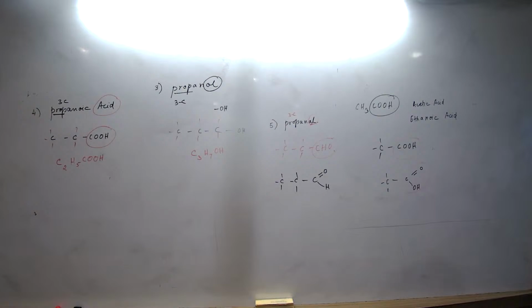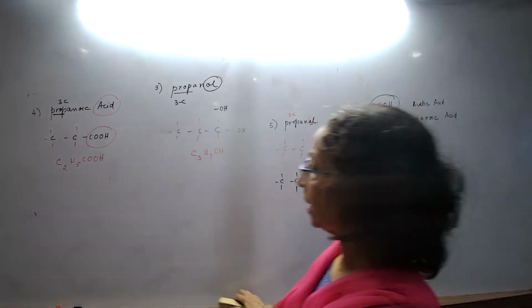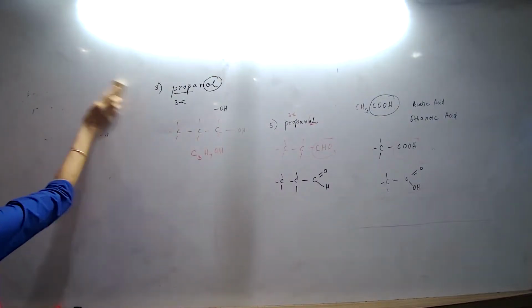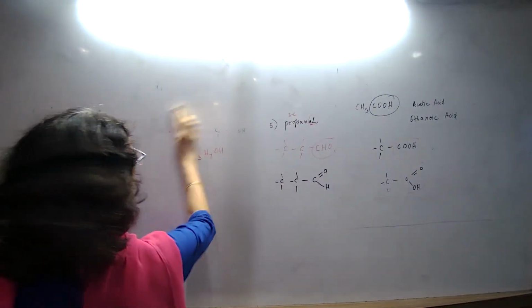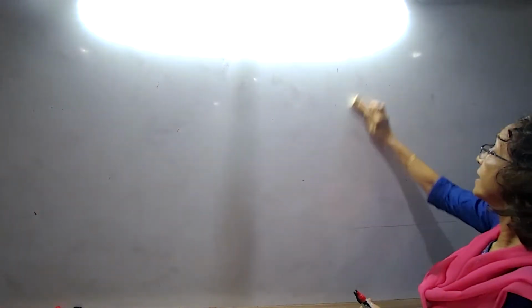Look at the first question. What is the first question? Pentane. How many structural isomers can you draw for pentane? What is the meaning of structural isomer? The formula should be the same, but the structures can differ. I'm giving you a hint.